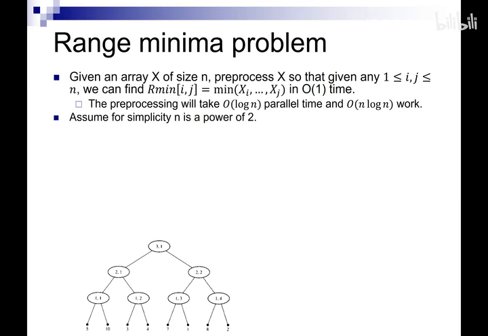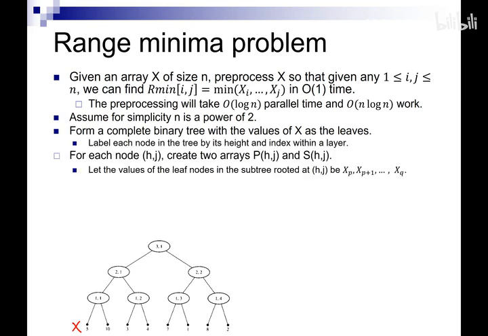Okay, so how do we do this? Well, for simplicity, let's assume that n is going to be a power of 2. So now what we're going to do is form a complete binary tree with the values of X as the leaves. If this is our X over here, and we're assuming that its size is a power of 2, we're going to form a complete binary tree on these values in X.